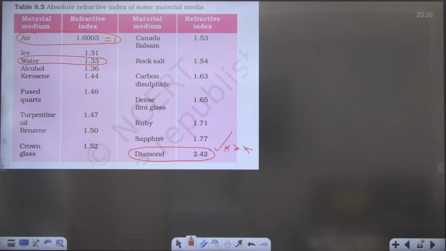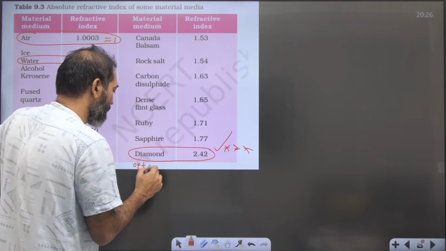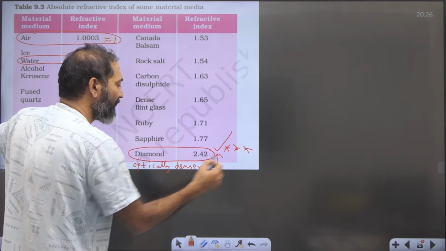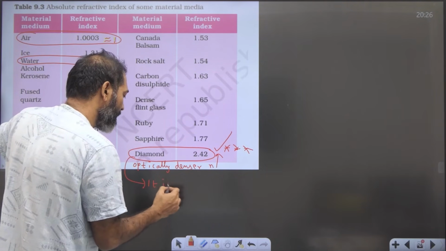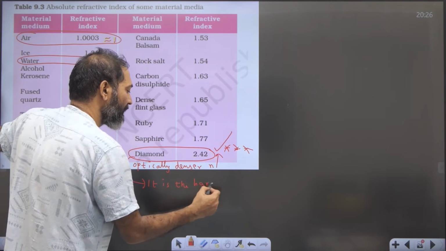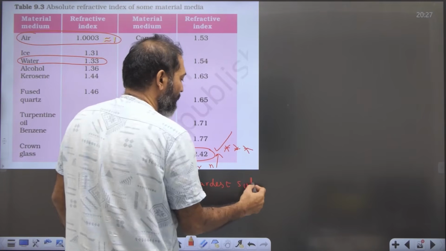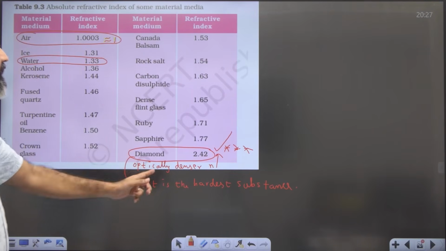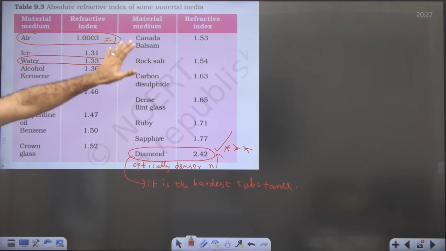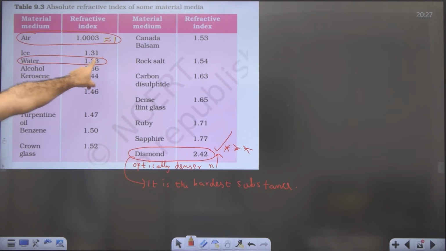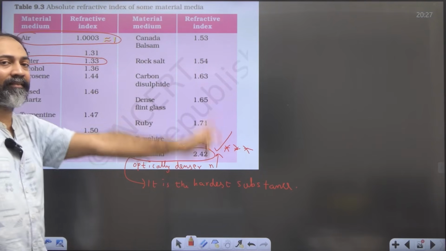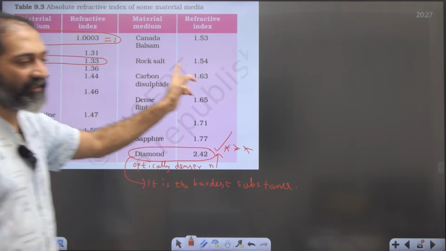So it is optically denser, with a very high refractive index. Diamond is the hardest substance in the universe. You don't have to learn this table by heart, but remember water refractive index 1.33, air 1, diamond 2.42. Air has the minimum refractive index, diamond the maximum refractive index, and water has a refractive index of 1.33.